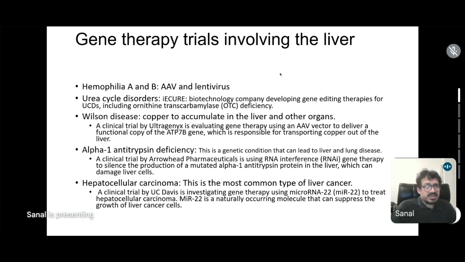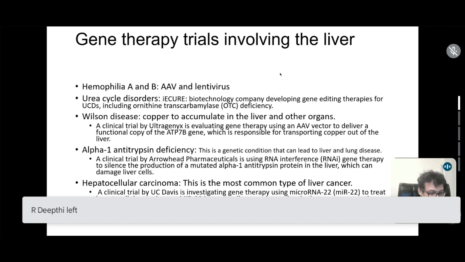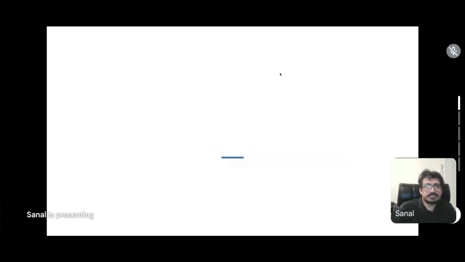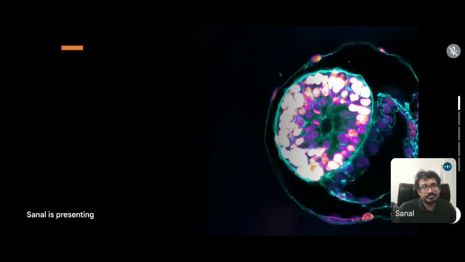And I will just briefly tell, since I am from a liver institute, I will tell about gene therapy trials involving the liver: hemophilia A and B. AAV and lentivirus can be used. Then urea cycle disorders. For example, I told you about the death of a boy called Jesse Gelsinger. Here he was suffering from a urea cycle disorder. Then it is useful in Wilson's disease, a genetic disease where copper accumulates in liver and brain. And alpha-1 antitrypsin deficiency I already mentioned. And gene therapy can be of use in hepatocellular carcinoma as well. And what is the future?